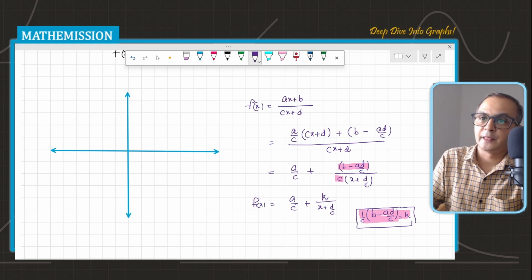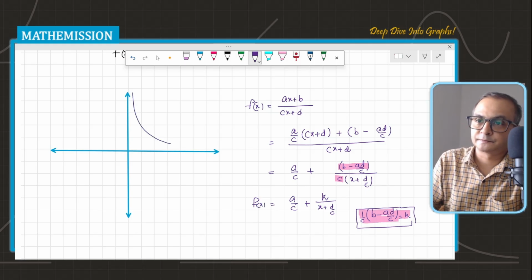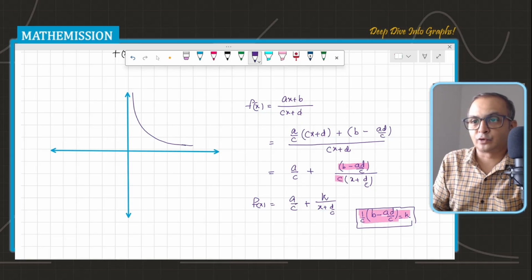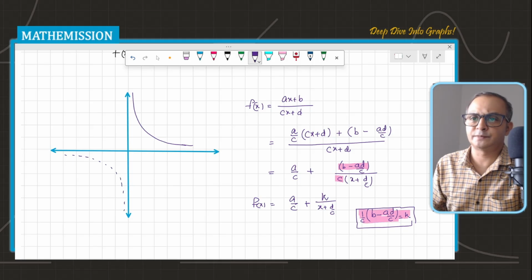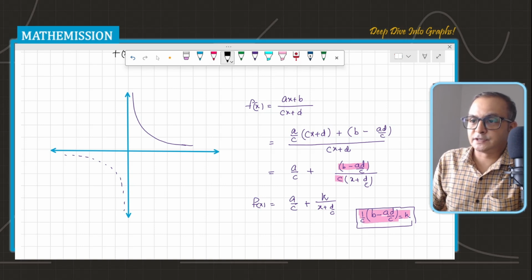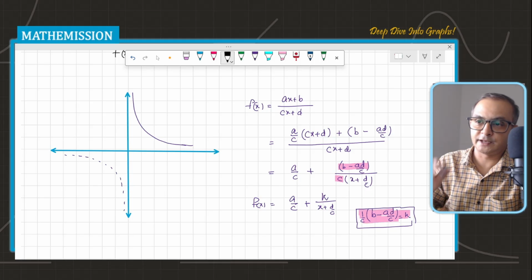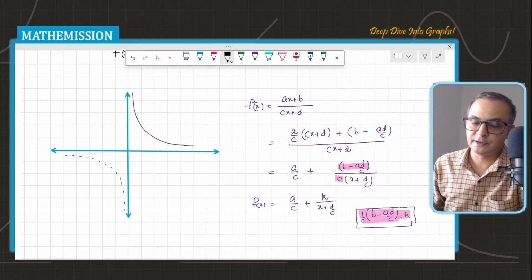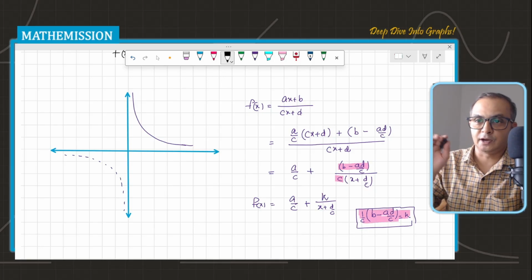So let's try. I have the 1 by x graph here. This part only I'm drawing. This part is not that important to understand the concept, but let's see it. You notice that the graph is shifted d by c unit just to get the asymptote, minus d by c means on the left hand side, and again a by c unit up.